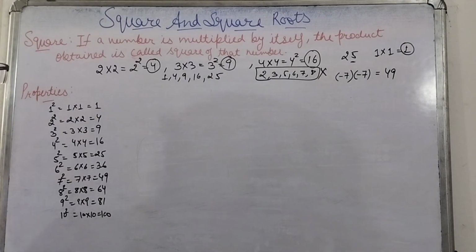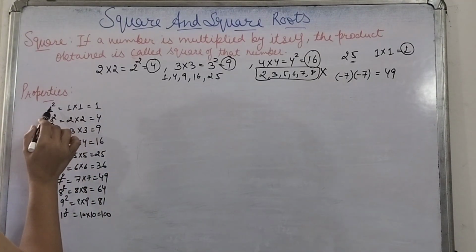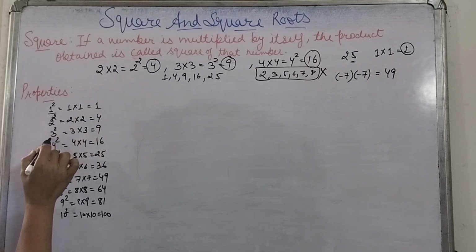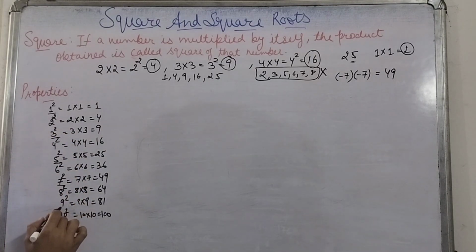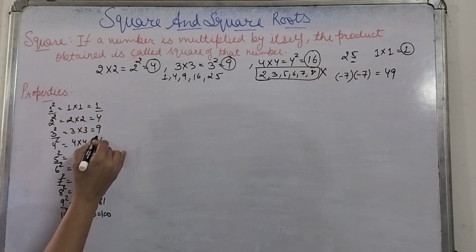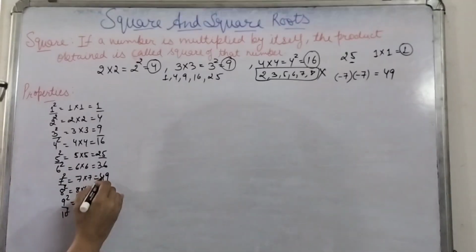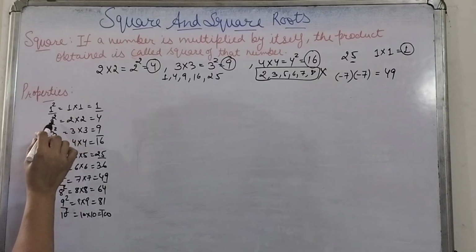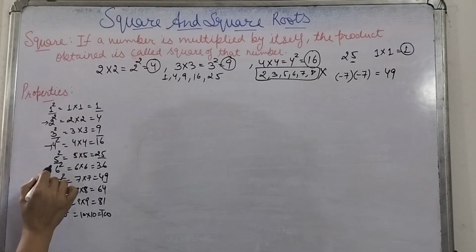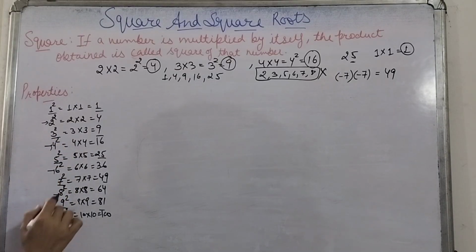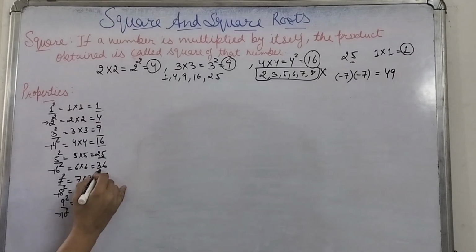What we can conclude from here is that if the number is an odd number, say 1, 3, 5, 7, 9, then its square is odd. That means for odd numbers, squares are odd. And for even numbers like 2, 4, 6, 8, 10, the squares are even.